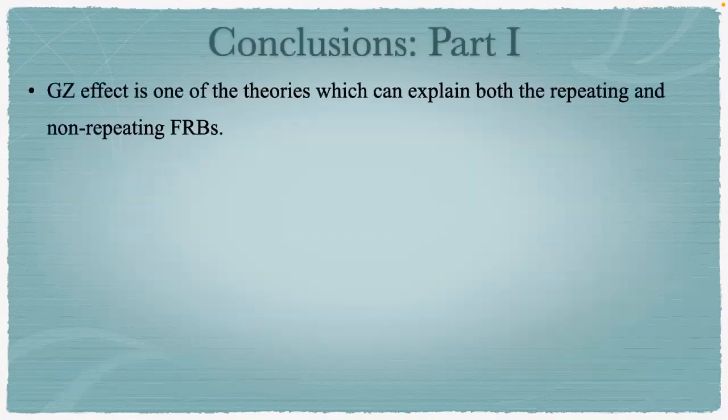So this comes to my conclusion of the first part: the GZ effect is one of the theories which can explain both repeating and non-repeating FRBs. Why is this important? Because some FRBs are non-repeating, some are repeating. If a theory can only explain non-repeating FRBs and not repeating ones, it should not be valid, if we assume that one theory can explain all the FRBs. In that sense, the GZ effect is a good one, because it can explain both types of FRBs.